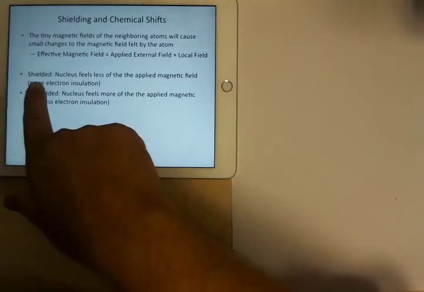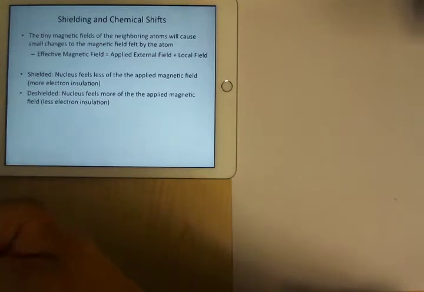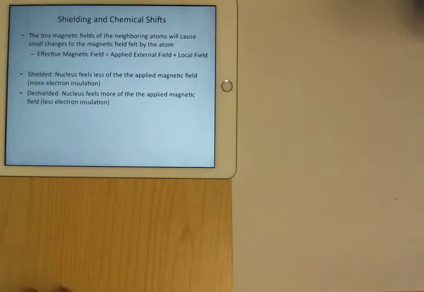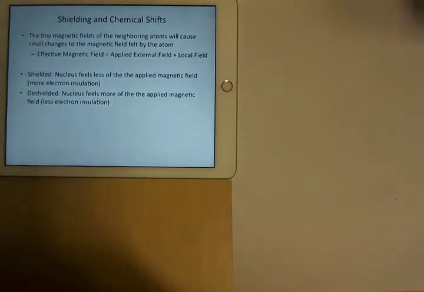If you're what are called shielded, that means the nucleus you're looking at, that particular atom, isn't feeling the applied external field. It actually has a very small number for the chemical shift. Deshielded means that it's feeling that applied magnetic field quite a bit, so it has a lot less insulation around it, and that's going to have a higher number.